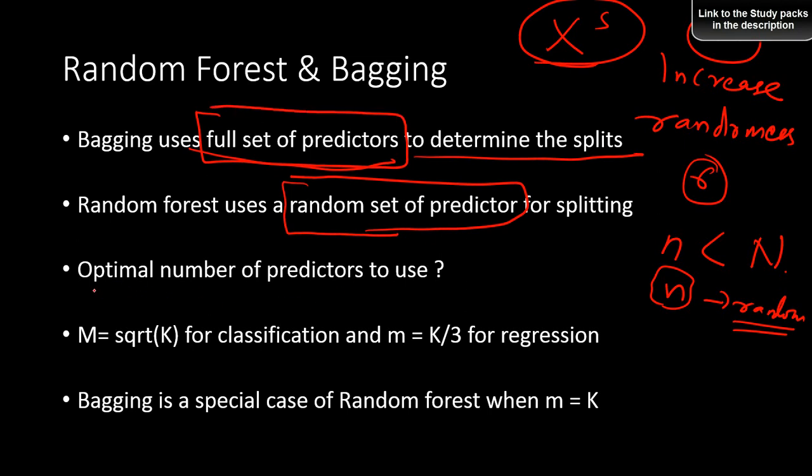The question is, how do you calculate the optimal number of predictors? How do we know this number 6, that we just want 6 out of these 10 variables? That's important. Well, in classification, we just use the square root of k. If you have k number of variables, the total value is k.